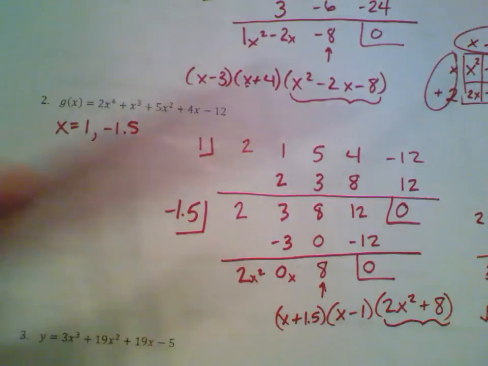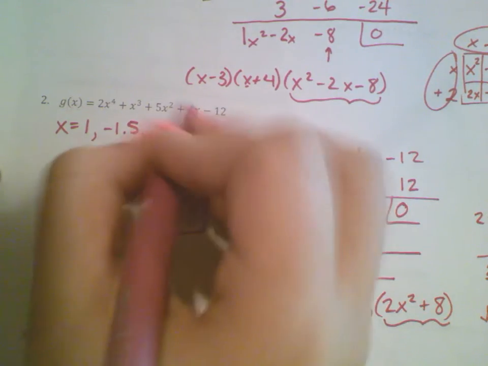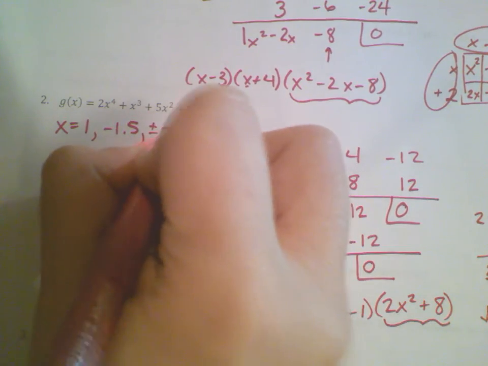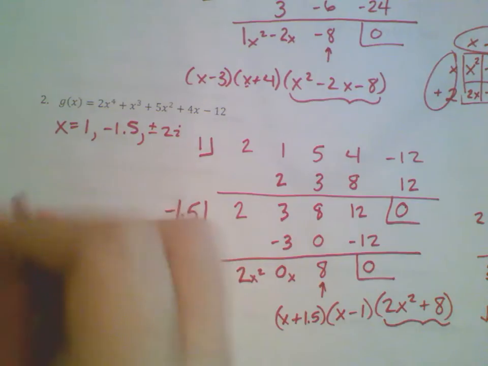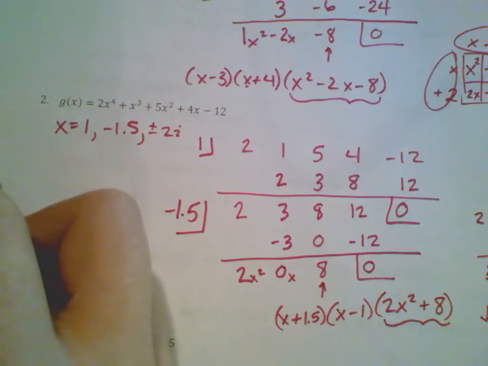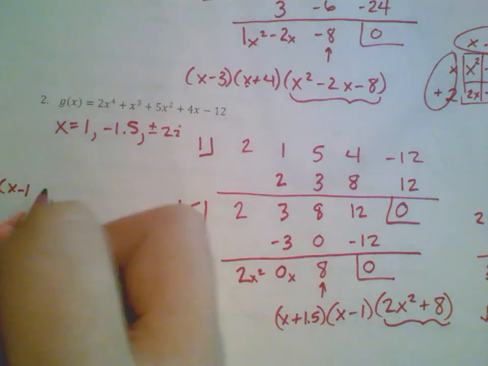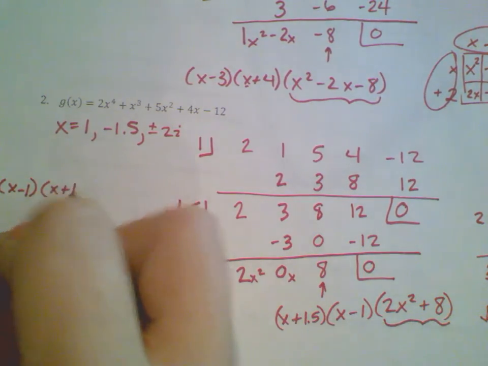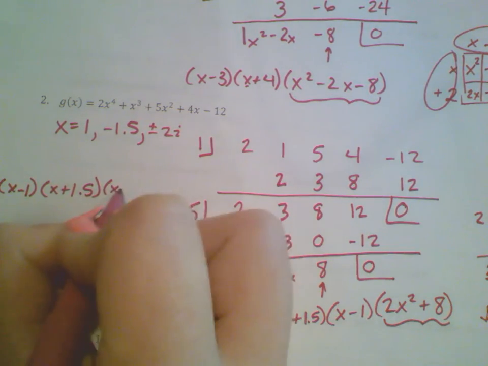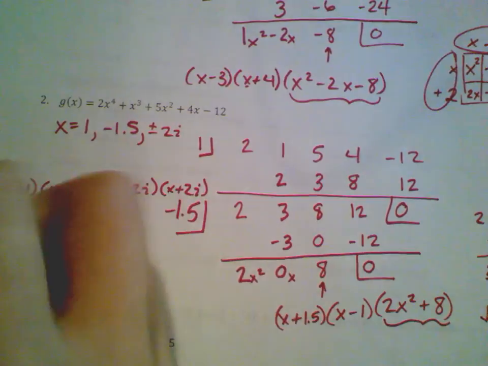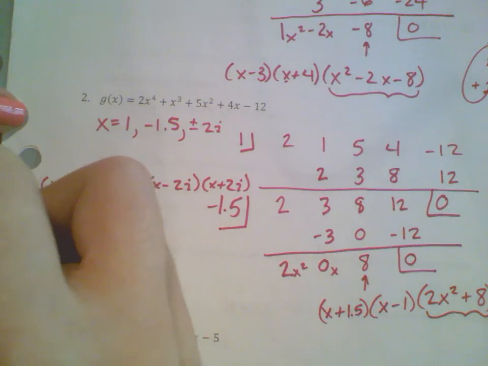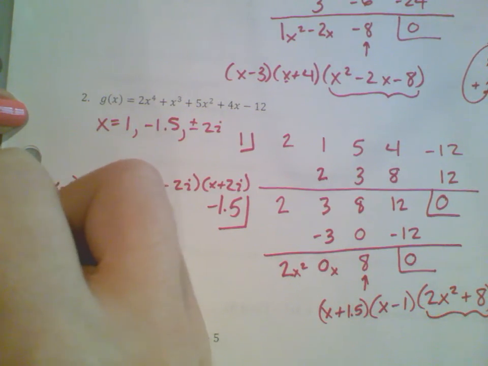I have two solutions here, 1 and negative 1.5. My degree was 4, so everything is now accounted for. So plus or minus 2i. If you are writing everything out in factored form, you could say x minus 1, x plus 1.5, x minus 2i, x plus 2i. And that would be your factored form for the function, oh I'm sorry, it's a g, not an f, g of x.